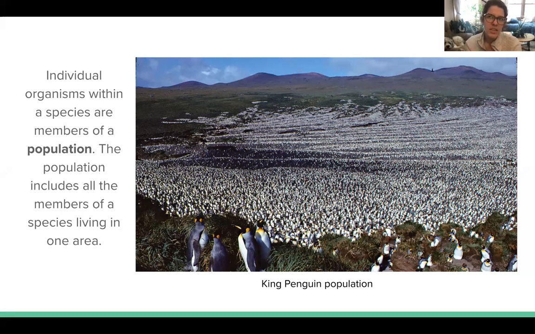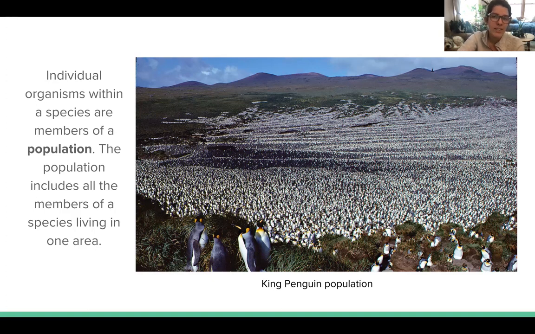Kind of like the population of La Crosse is all of the people that live in La Crosse. The population of La Crosse is a different number and a different group of people than, let's say, the population of Dallas, Texas. Okay? So even though we're both humans, the population of La Crosse, Wisconsin, and the population of Dallas, Texas, are going to look a little bit different. So again, a population is all the individuals of one species living in one area.